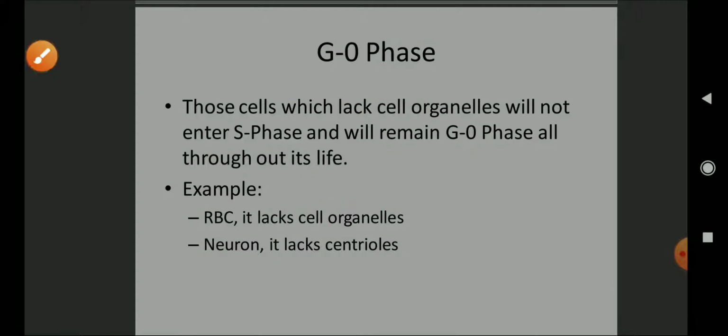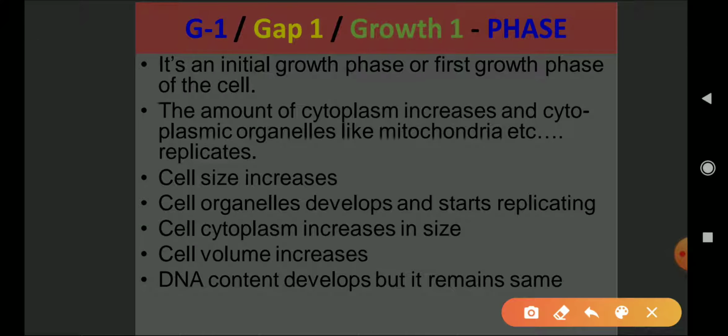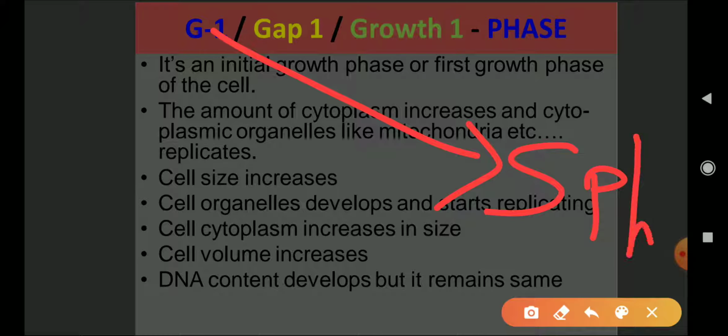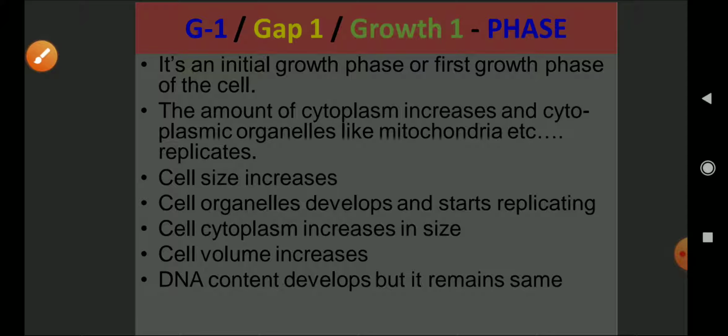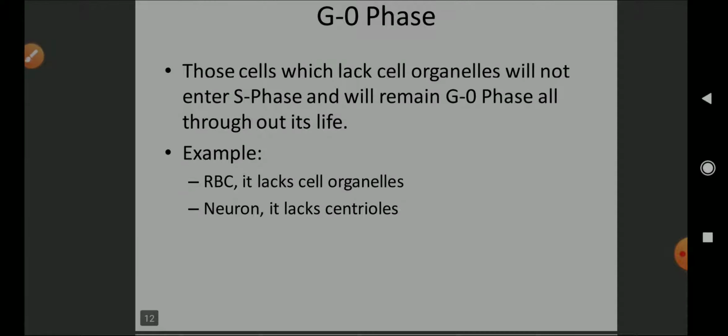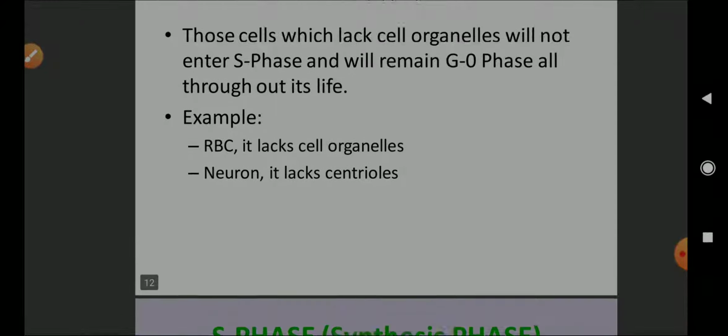They are not going to move from G1 to S phase. Why? Because there are no cell organelles. There is no centriole. Cell organelles are not there in RBC and centrioles are not there in neurons. These are the examples I have mentioned, where those cells remain in G0 phase because they don't have cell organelles. Why does RBC not undergo cell division? Because it lacks cell organelles. Why do neurons not undergo cell division? Because they lack centrioles. Let us move on further.